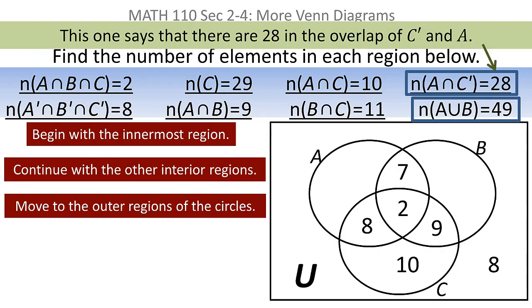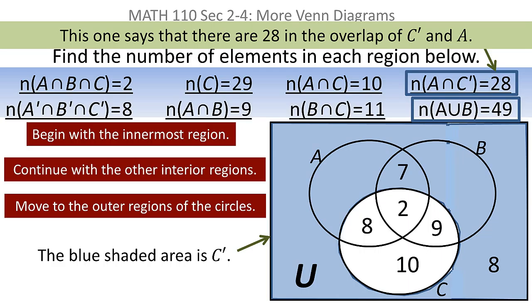Now I'm left with 2 pieces of information. I'll just start with one. The top one says that the number of elements in the intersection of A with C complement is 28. So I've got to figure out what region that is. Probably the easiest thing to do is start off with C complement. C complement consists of all the elements that aren't in C. That's what I've shaded a light blue.